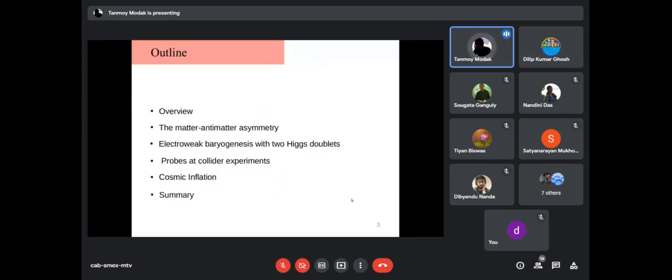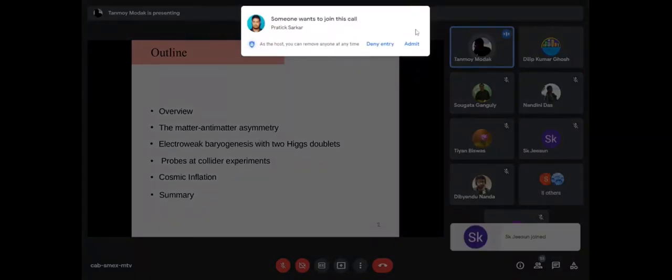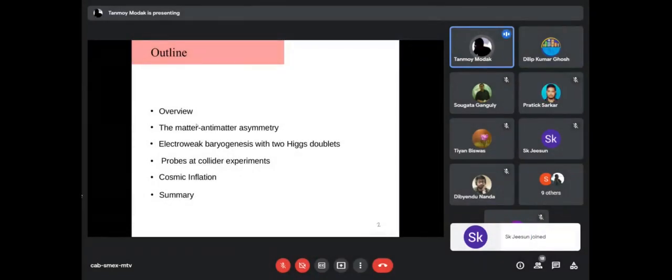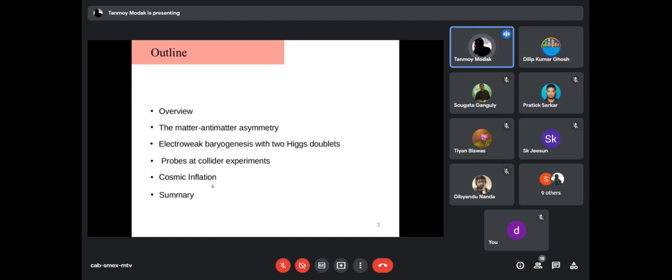All right. Let me give an outline of my talk. I will first give a brief overview of what I'm talking about today. Then I'll talk about matter-antimatter asymmetry, what it is, how it is created and what the mechanisms for that are. And I'll pick one of the mechanisms, which is called electroweak baryogenesis, with two Higgs doublets. So standard model plus one doublet, and try to explain how this matter-antimatter asymmetry is created. And then correspondingly, I would discuss some probes and some search modes to directly search this type of setup. And if I have time, I'll just touch upon cosmic inflation, which is in the same model, but in a mutually exclusive parameter space. And finally, I'll summarize my talk.